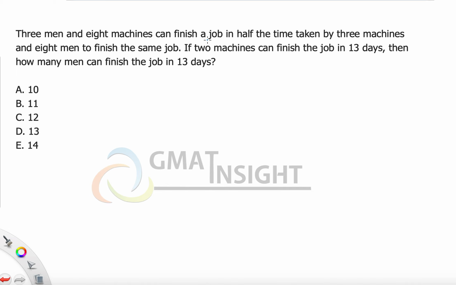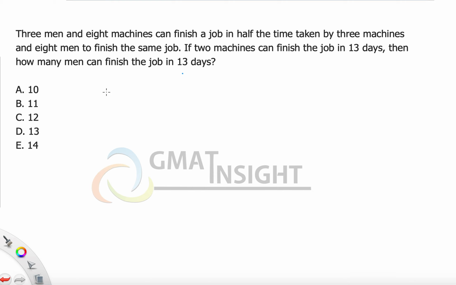3 men and 8 machines can finish a job in half the time taken by 3 machines and 8 men. So here we have some relationship between the efficiencies of men and machines. And if 2 machines can finish the job in 13 days, then how many men are needed to finish the job in 13 days? So we have a question that we need to answer, but for that we need to be able to convert the man into machine or vice versa.